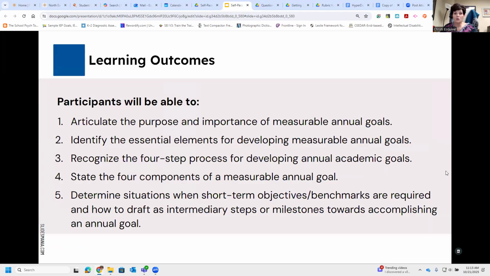At the conclusion of this course, you will be able to articulate the purpose and importance of measurable annual goals, identify the essential elements for developing measurable annual goals, recognize the four-step process for developing annual academic goals, state the four components of a measurable annual goal, determine situations where short-term objectives and benchmarks are required, and how to draft the intermediary steps or milestones towards accomplishing an annual goal.